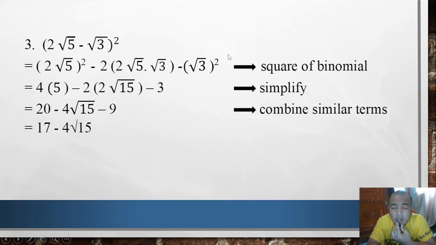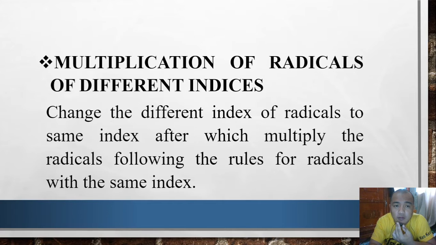Then what is square root of 3 squared? That means 3. Should be 3, di ba? So 20 minus 4 square root of 15 plus 3. It should be 3, but it was changed, okay. So the answer is 20 plus 3, 23... sorry, 20 minus 4 square root of 15 minus 3, minus 3 gives 17. So nevertheless, we get the correct answer. This is just an error in typing. It should be 3, not 9. Okay? So the answer is 17 minus 4 square root of 15.